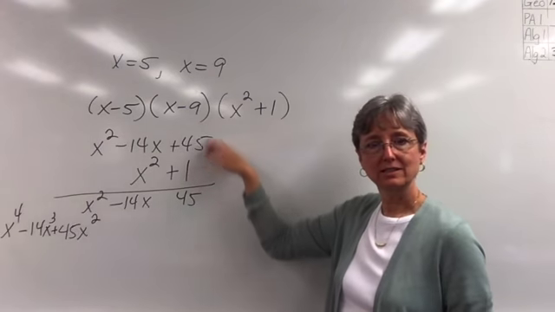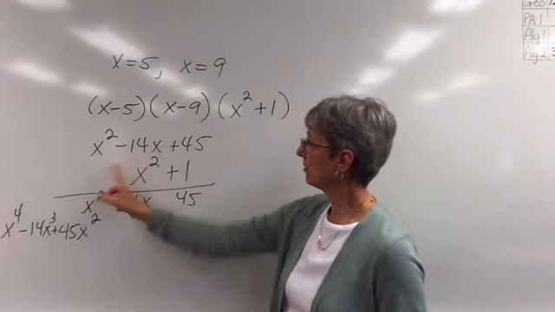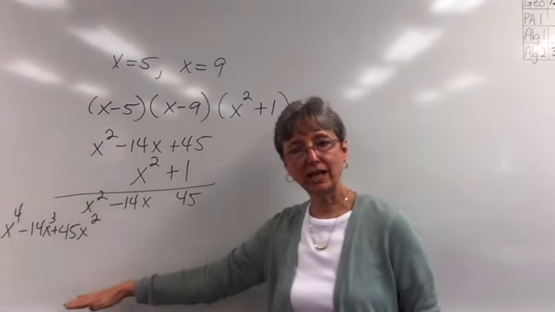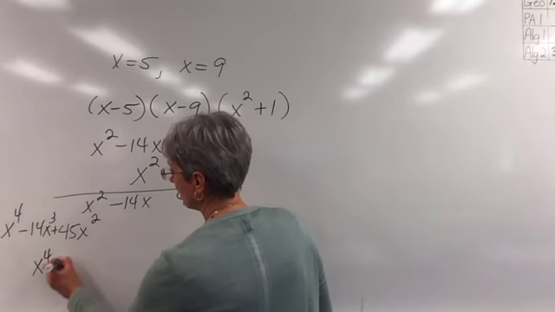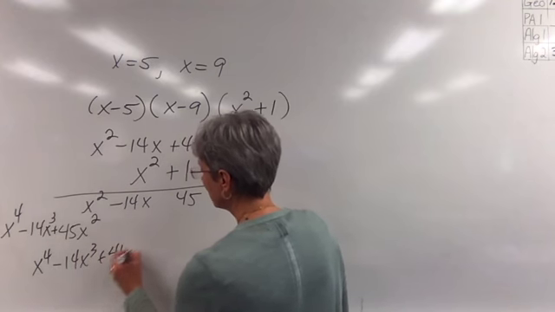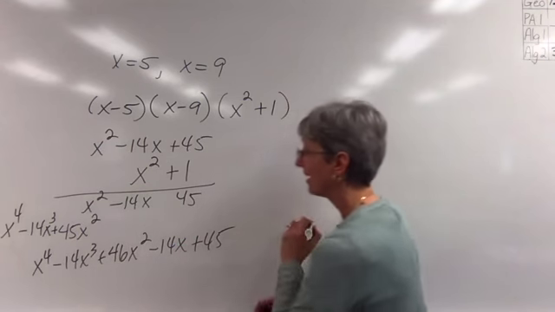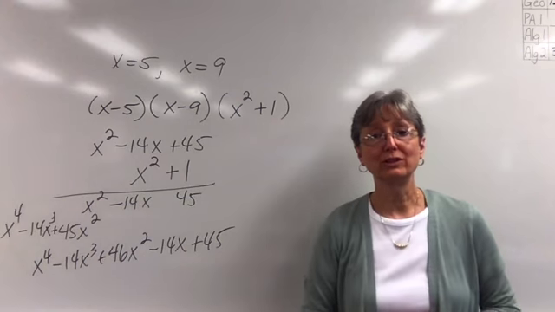So I set them up this way, multiplied all of this by 1, and then all of these by x squared, being careful to stack under like terms, and now I just add, and I get x to the fourth minus 14x cubed plus 46x squared minus 14x plus 45. There's a quartic with these two real zeros.